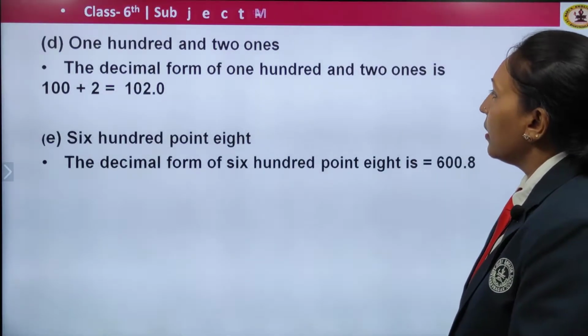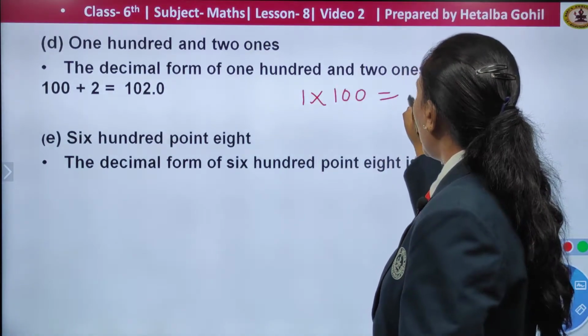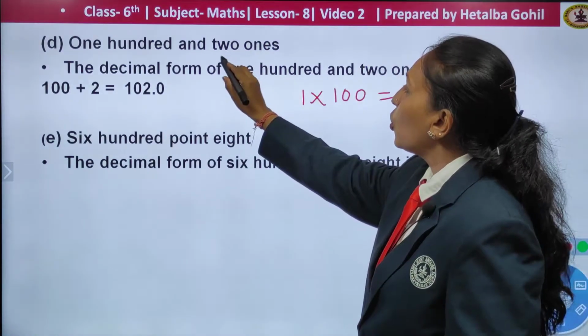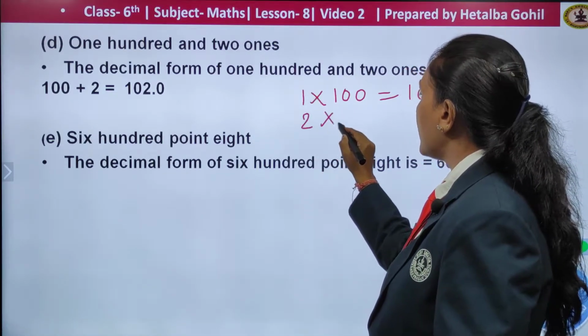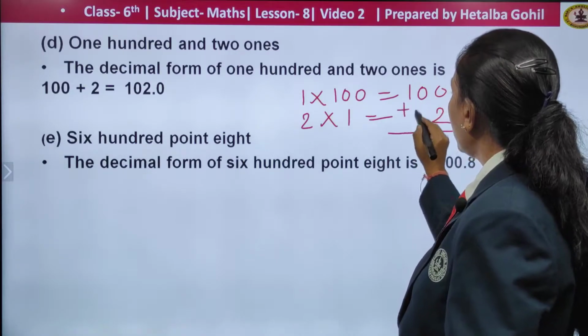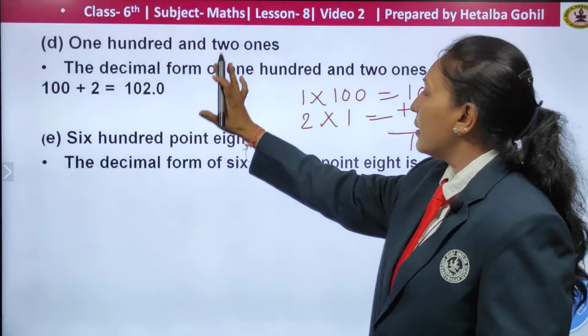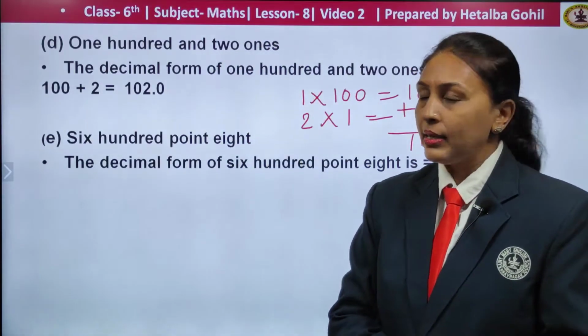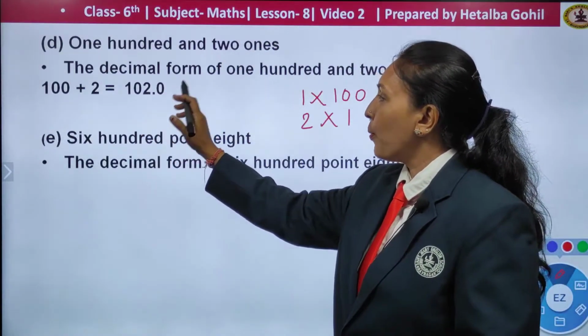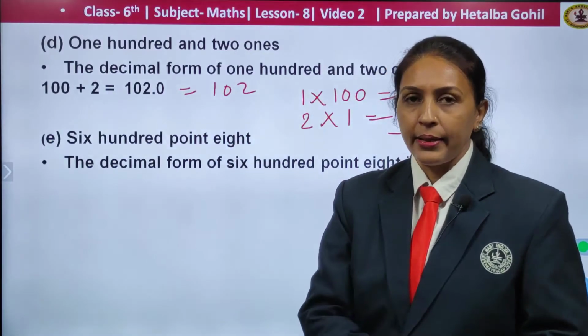102 tens. 100, that is 1 into 100, I get 100, plus 2 ones. 2 ones, that is 2 into 1, I get 2 here. So when I add both, I get 102. This is the whole number part. There is nothing in the decimal part here. So 102.0, or if you simply write 102, both are fine.